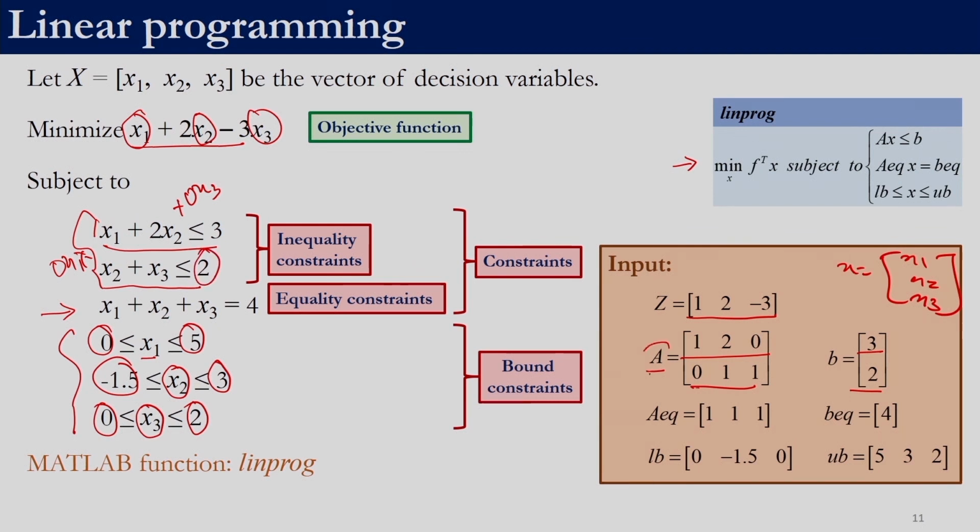is 2. This is A, this is b, and then we define another variable, Aeq, for the equality constraint. We have only one equality constraint, so here the coefficients of x1, x2, x3 are 1, 1, 1, and the right hand side value is 4. LB is used to define the lower bound. So, the lower bounds are 0, minus 1.5 and 0, and the upper bounds are 5, 3 and 2.